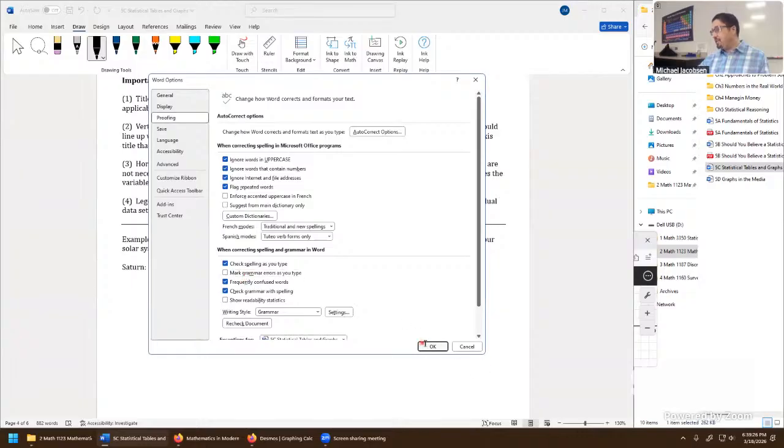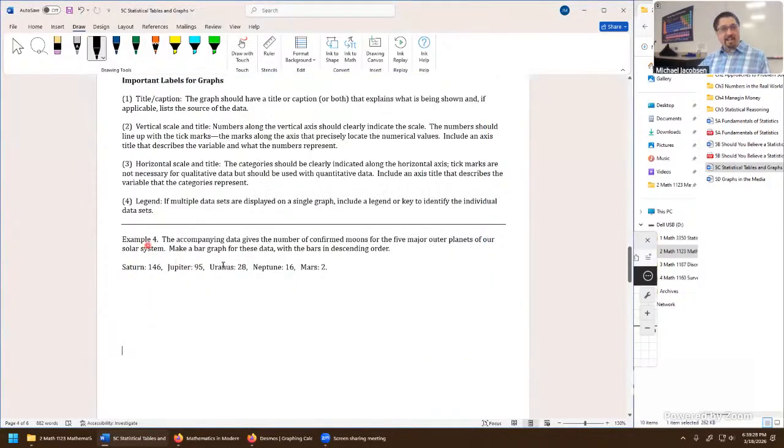And that option, let's take that away so we can not worry about any weird anomalies there on the grammar. So here's our new example 4. It says the accompanying data gives the number of confirmed moons for the 5 major outer planets of our solar system. Make a bar graph for these data with the bars in descending order. And here are the planets: Saturn, Jupiter, Uranus, Neptune, and Mars.